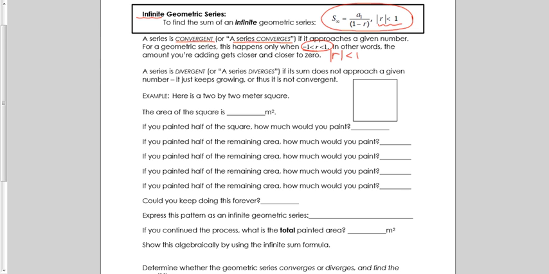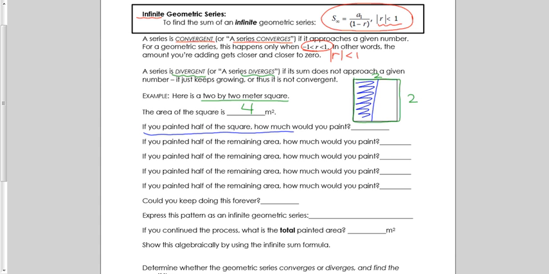We can also have a series that is what's called divergent, and a series diverges if its sum does not approach a given number. It just keeps growing, or it's not convergent. So let's look at this sort of graphically, how this happens. This is a 2 by 2 meter square. So this thing right here that's a square is 2 meters by 2 meters. If I were to find the area of this square, 2 times 2 is 4, so this is 4 square meters. What I'm going to do is start out and paint half of the square.